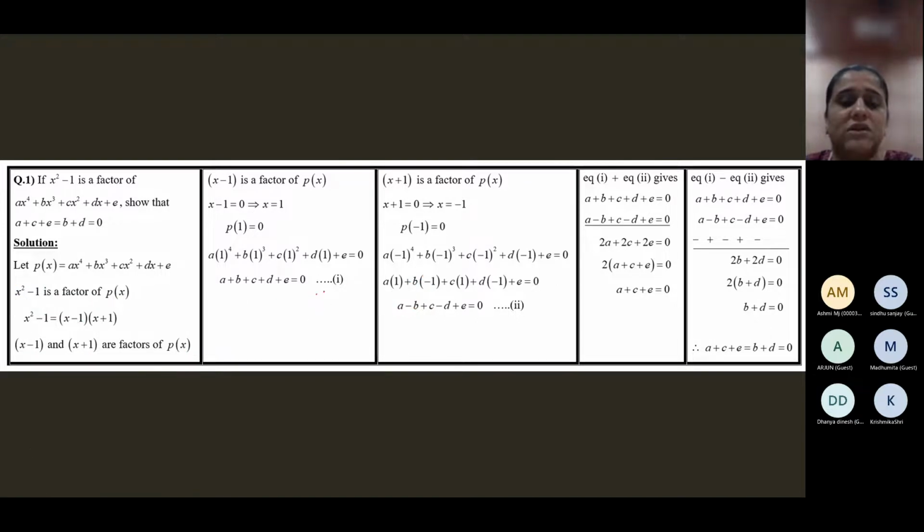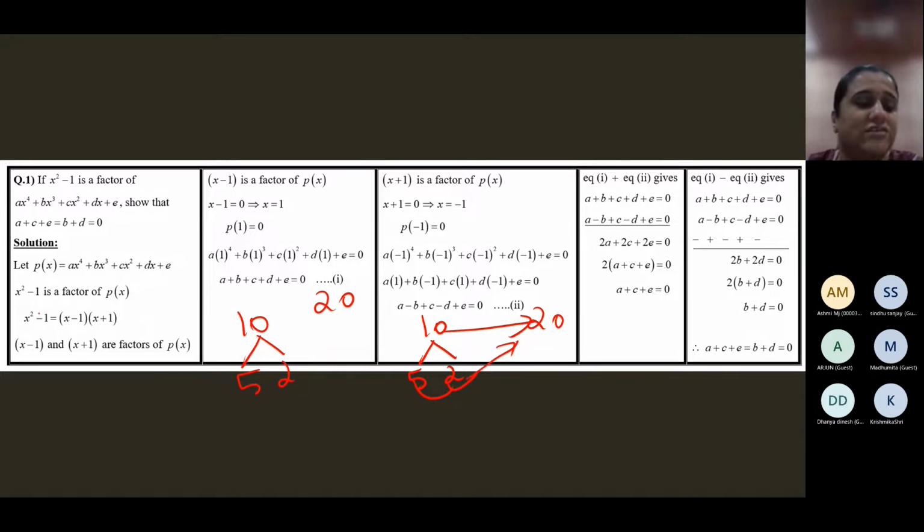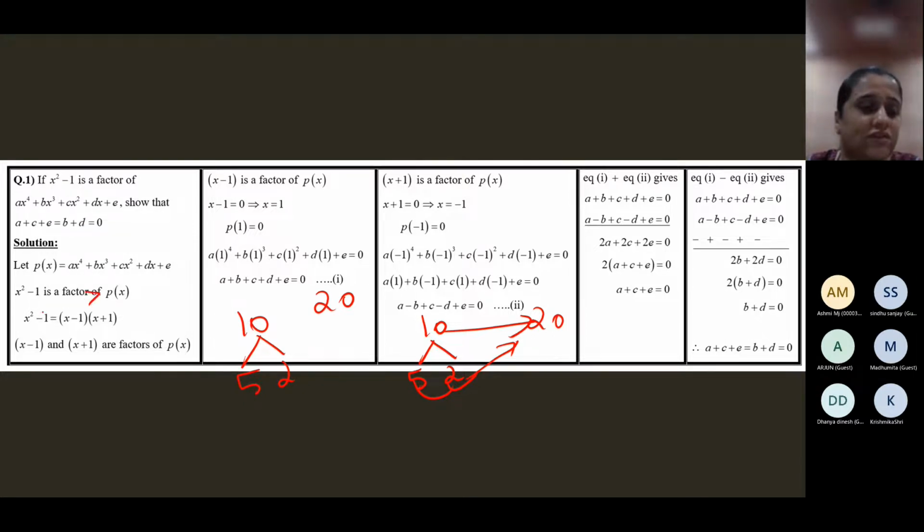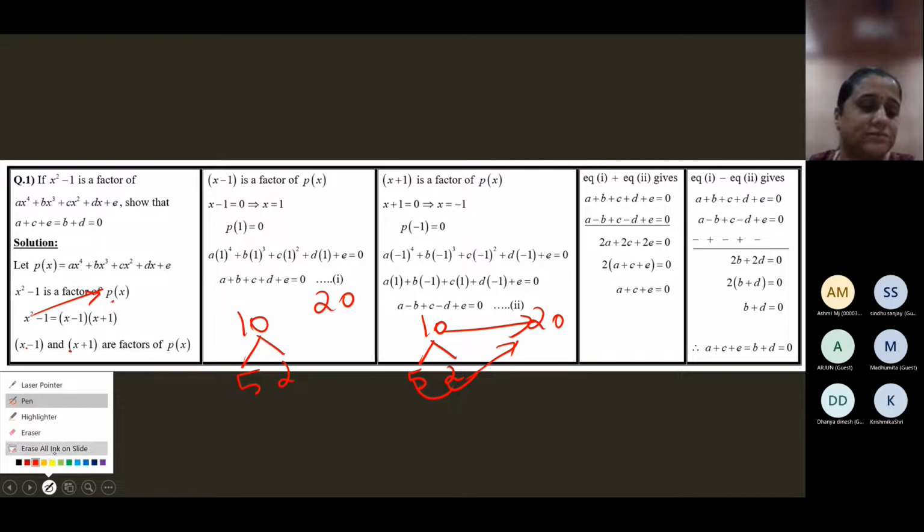Like the number 20: we know that 10 is a factor of 20. Now, what are the factors of 10? 5 and 2. So since 10 is a factor of 20, 5 and 2 are also factors of 20. In the same way, since x square minus 1 is a factor of P of x, its factors x plus 1 and x minus 1 will also be factors of P of x.